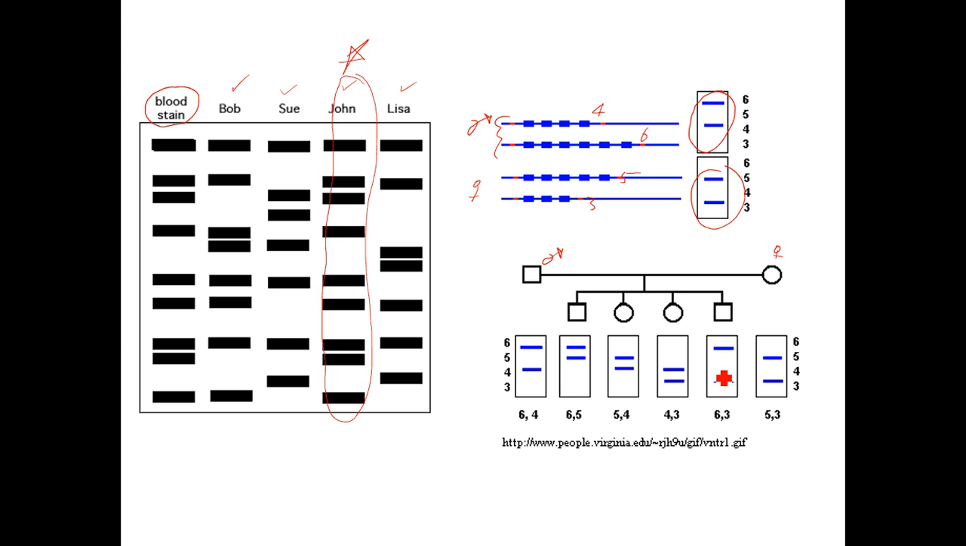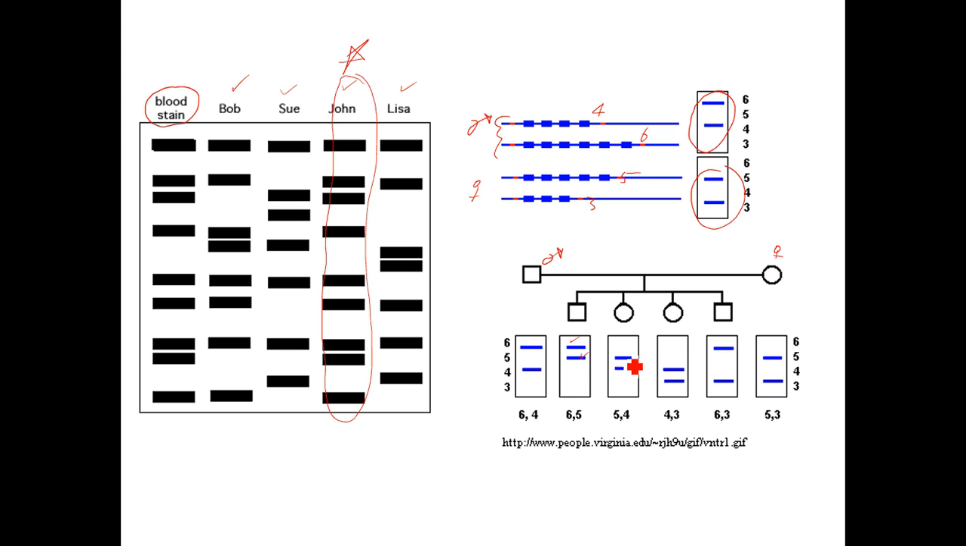So of the children that they have, each child gets a chromosome from mom and a chromosome from dad. So they either have to get this one with the 4 or the 6 repeats from dad, and the ones with the 5 or the 3 from mom. It has to be one from each parent. So if we take a look at the boy here, we can see that this band right here came from dad. We can see that this one came from mom.